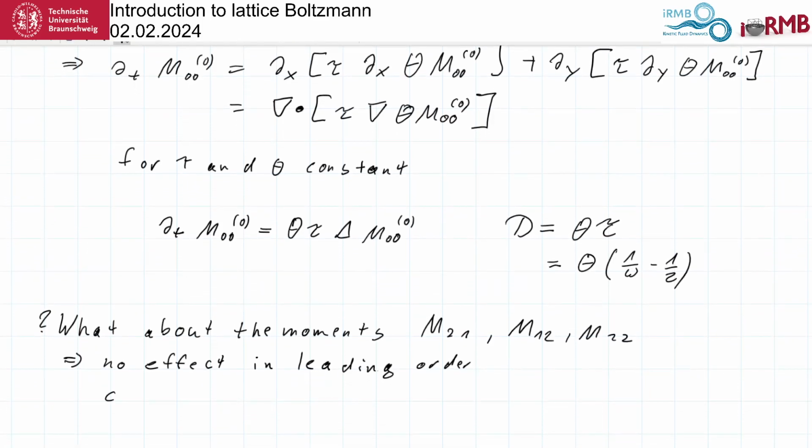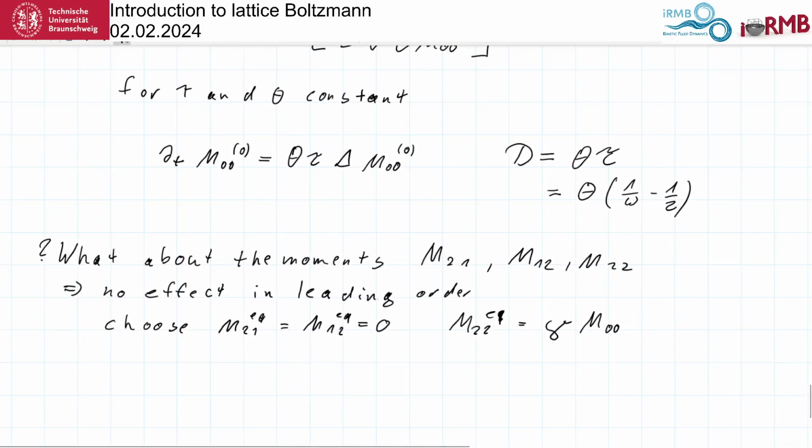And because they have no effect, we'll choose M21 equilibrium and M12 equilibrium. They are asymmetrical things, so we'll choose them to be 0. And for M22 equilibrium, we define a gamma. Gamma could be anything, and multiply it with M00. So gamma can, if you like, be 0 too. Right?